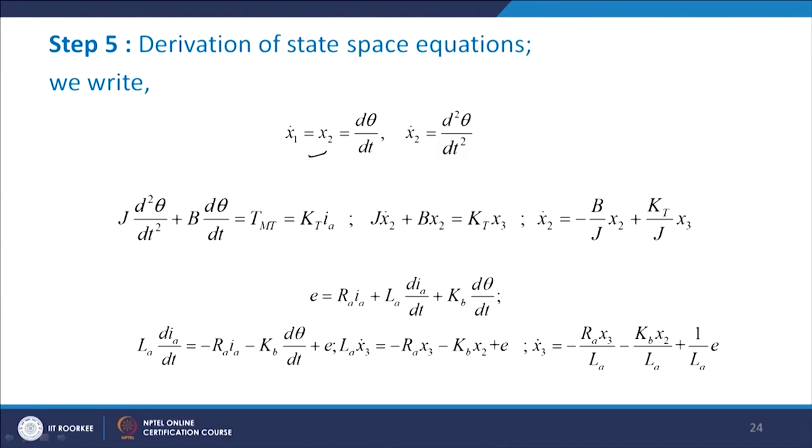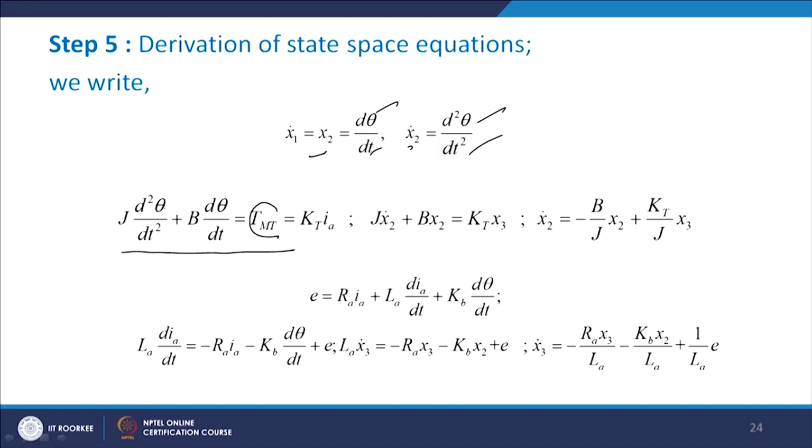Now the derivation of the state space equation. So we write x1 dot equal to x2, d theta by dt, then x2 dot equal to d square theta by dt square. Now in this expression, J d square theta by dt square plus B d theta by dt equals Tm(t), where Tm means motor torque, that equals Kt into I.